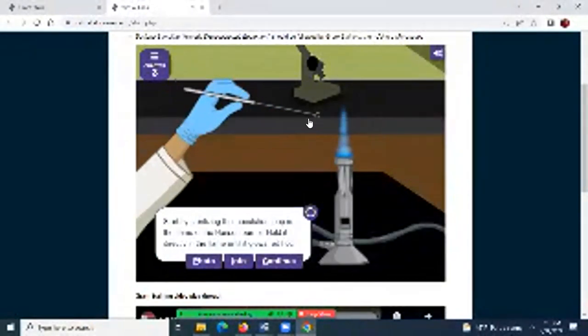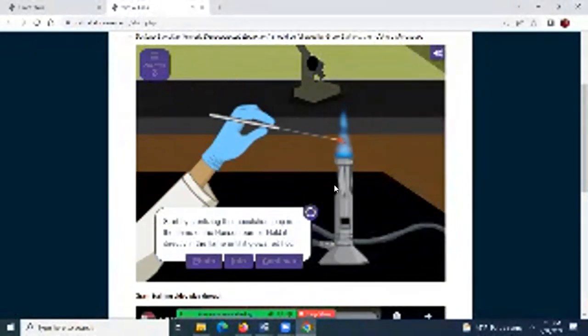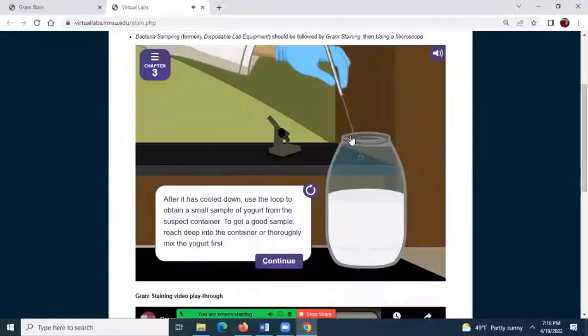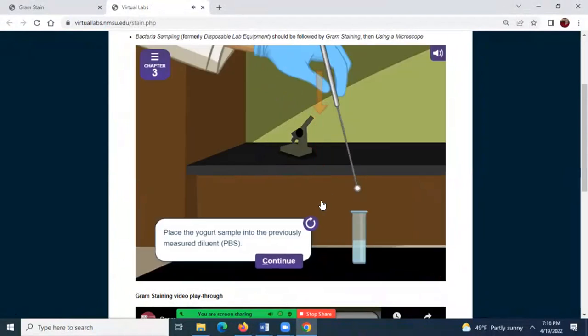Start by sterilizing the inoculation loop in the flame of the Bunsen burner. Hold it red. After it has cooled down, use the loop to obtain a small amount of yogurt sample and place it into the previously measured diluent. I'm using PBS.